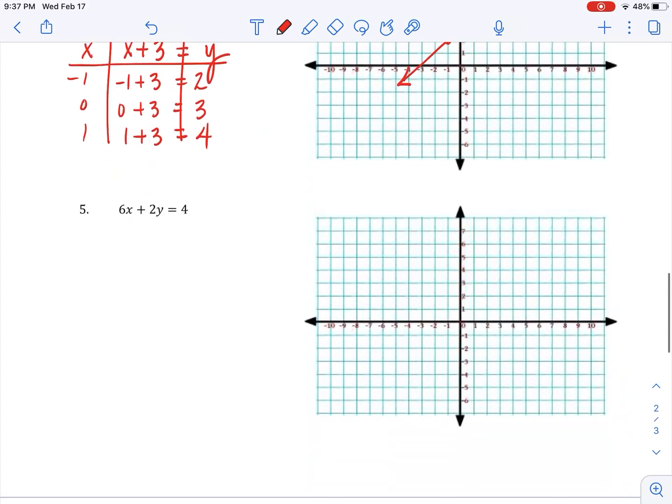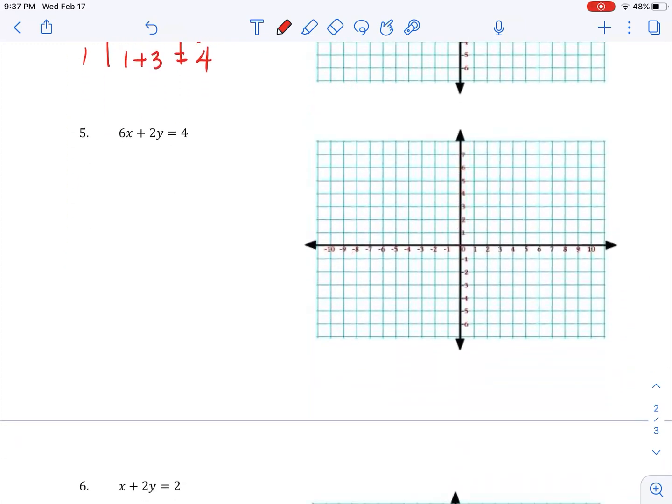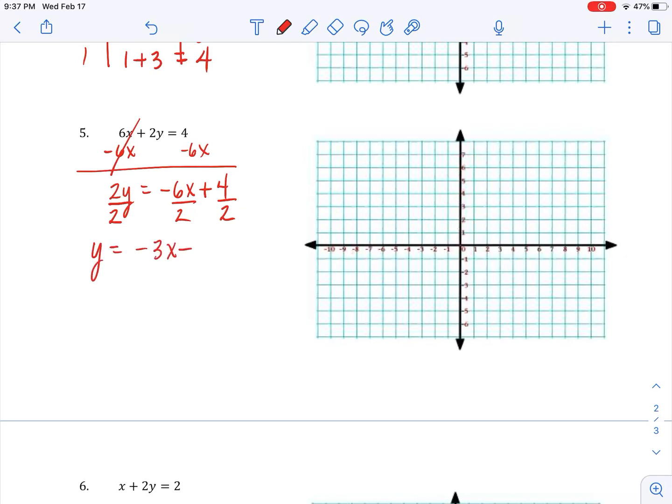All right, number 5 has a little bit of a twist to it. First of all, of course, we do have to isolate the y, so we're going to subtract 6x from both sides. And what we have is, again, it'll cancel off of the left side. We have 2y equals, write your x value first, -6x, write your constant second, which is a positive 4. We don't have an isolated y yet. We've got to divide by 2. And then it means we have to divide everything by 2 on the other side. So we end up getting y equals -3x plus 2.